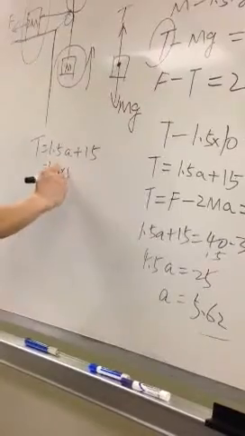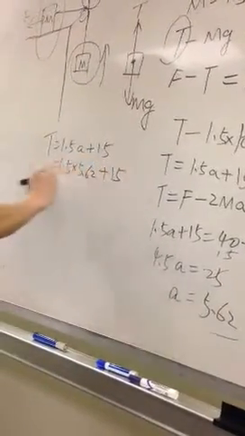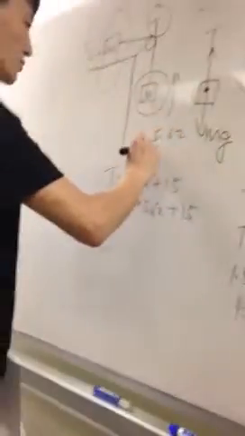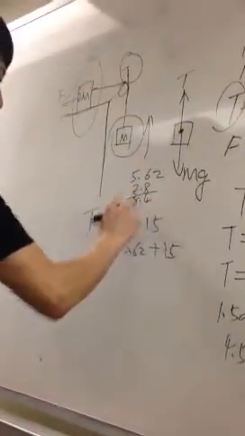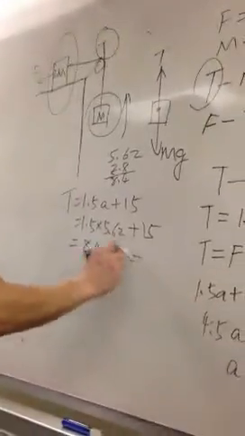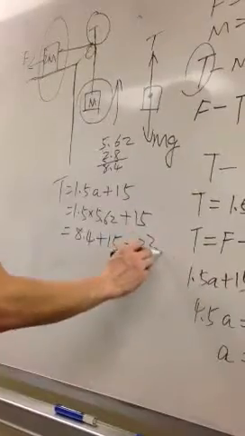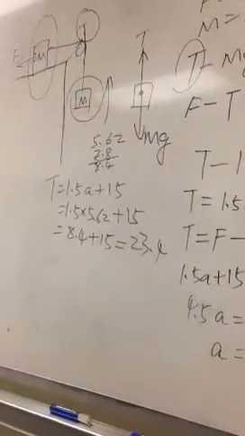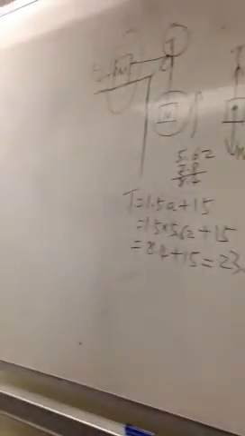1.5A is 1.5 times 5.62, which is 8.4, plus 15. It's just calculation. You can use a calculator. It's 23.4. So the closest one is B, 23 Newton.